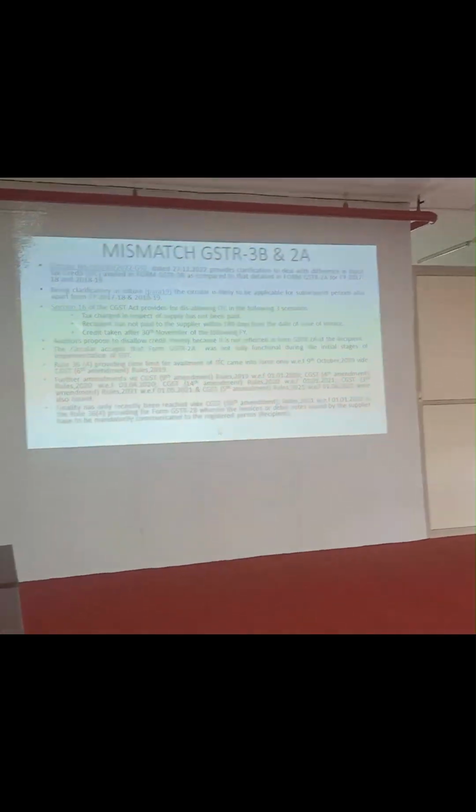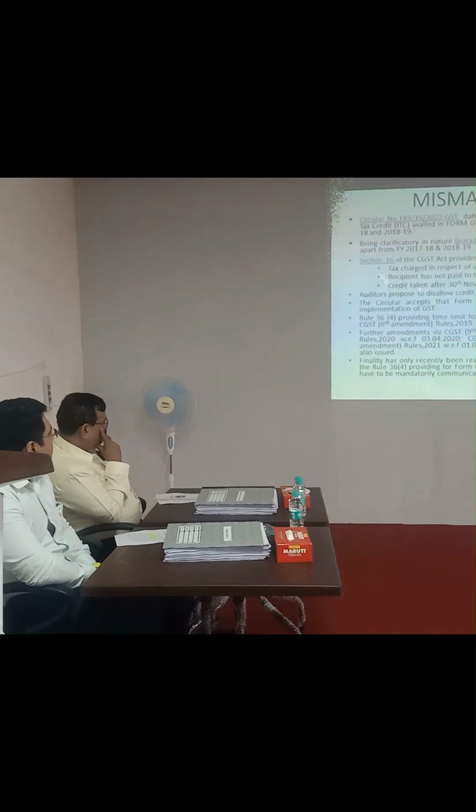Finality has only been recently reached, like CGST 10th Amendment Rules 2021 with effect from 1/1/2022 in Rule 36(4), providing for GSTR-2B, wherein the invoices or debit notes issued by the supplier have to be mandatorily communicated to the registered person recipient. Am I correct or does anybody have anything to say on this? Now it has reached finality. Because now he will not get credit, the recipient will not get credit unless it is communicated to him that the supplier has paid.